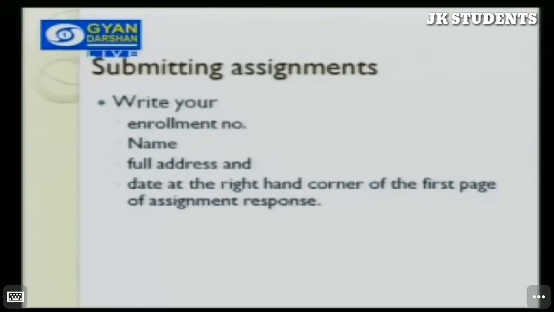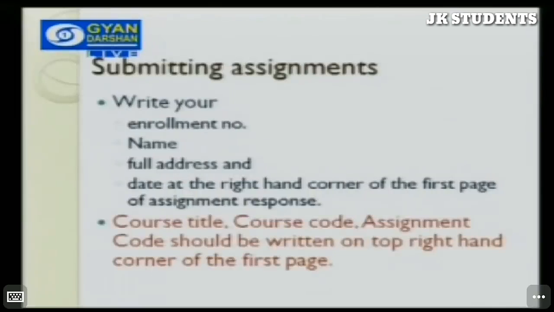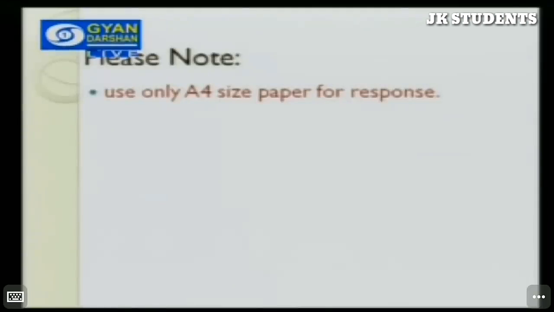When you are submitting your assignment, you should write your enrollment number very clearly, your name, address, and also the date of the submission at the right hand corner of the first page of your assignment response. You should also write on the first page the course title and the assignment. This information should come on the first page. There are a few more instructions you should keep in mind.